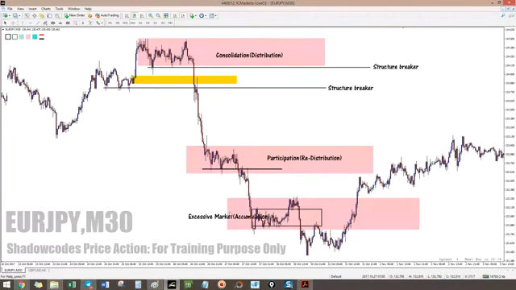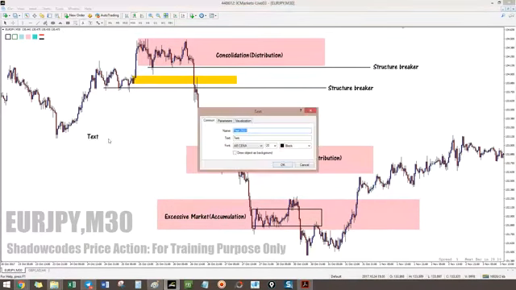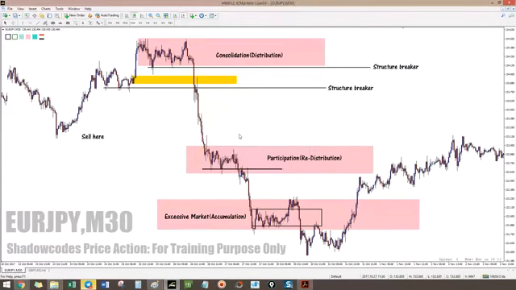Okay, excessive market or accumulation. So over here is your exit. Okay, so you can sell here, sell here, sell here, and take profit here.